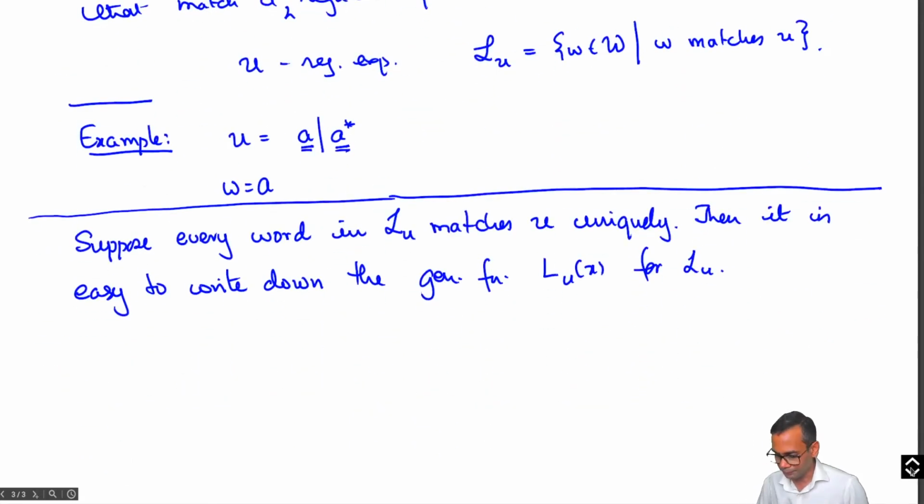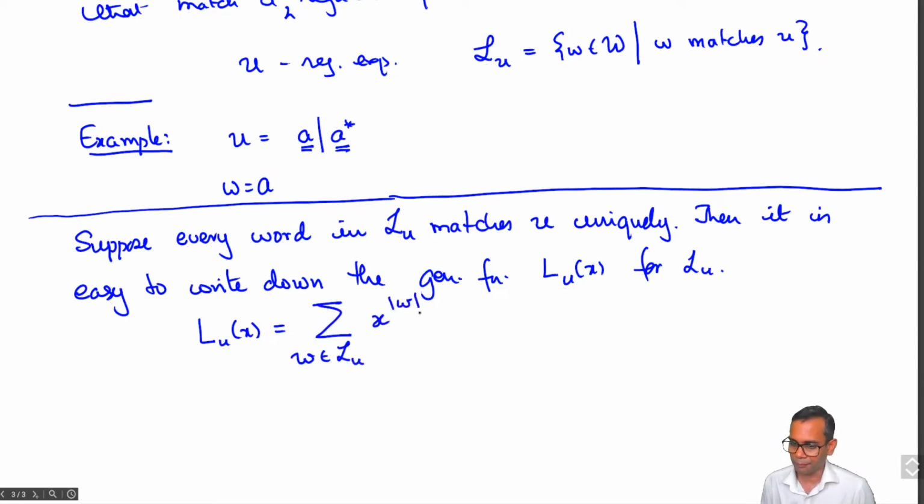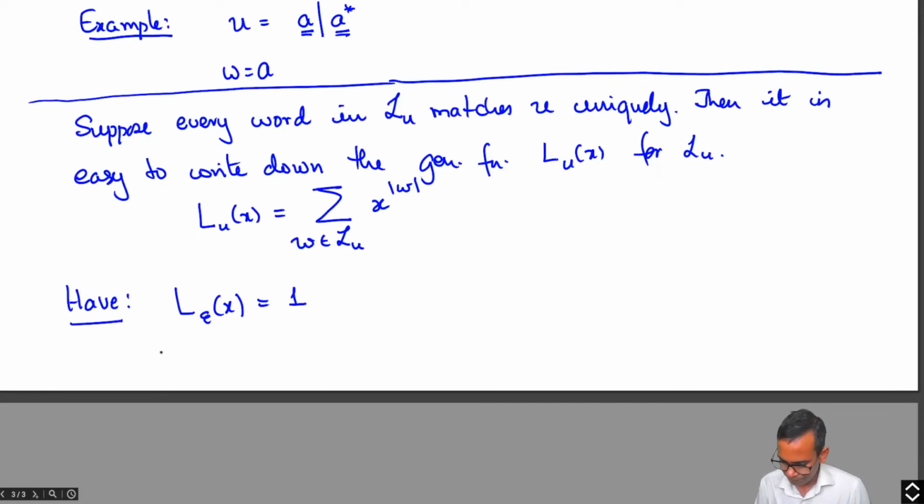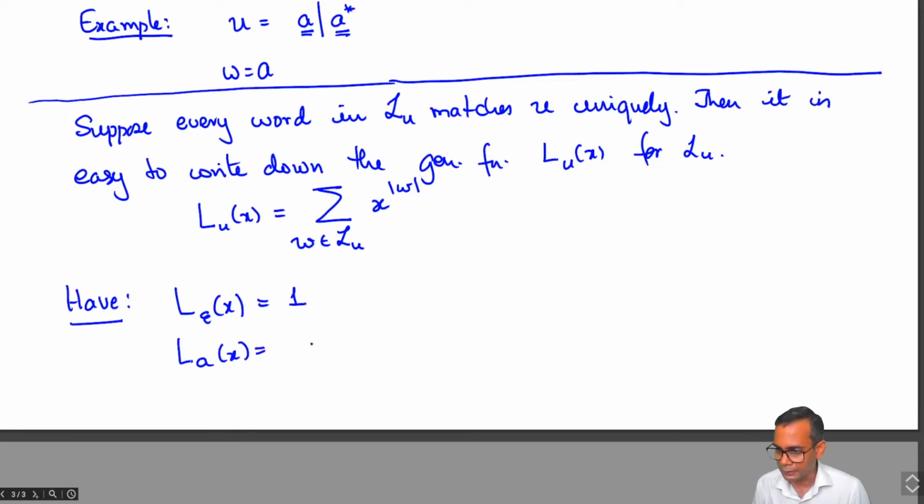And how do you do that? So remember, what is this L_U(x)? It's the sum over all W belonging to L_U of x to the power length of W. And we have L of epsilon of x, well, this is just equal to 1. Then we have L of a of x is equal to x for every a in A, doesn't depend on a.